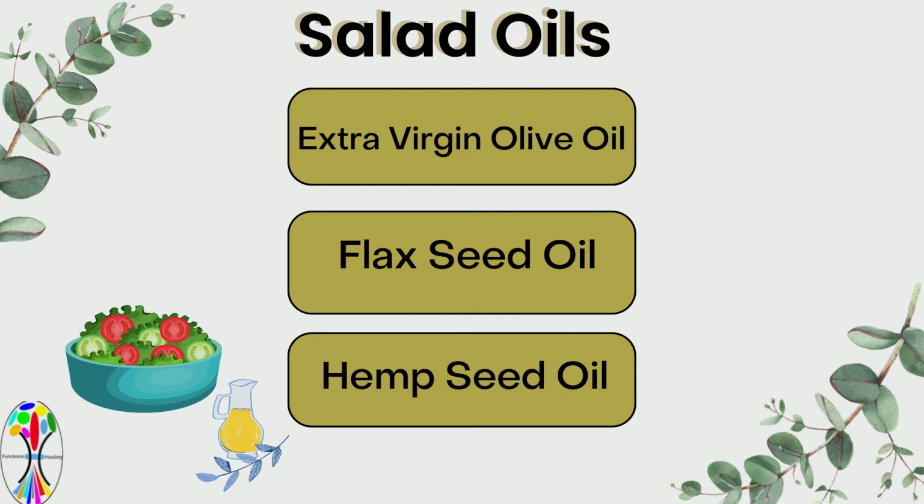Hemp seed oil can also be used for salads. It also has omega-3s, and its smoke point is around 165 degrees, so it's not suitable for high heat cooking. So these are some of the oils that can be used for salads. As far as cooking is concerned, we have extra virgin olive oil.